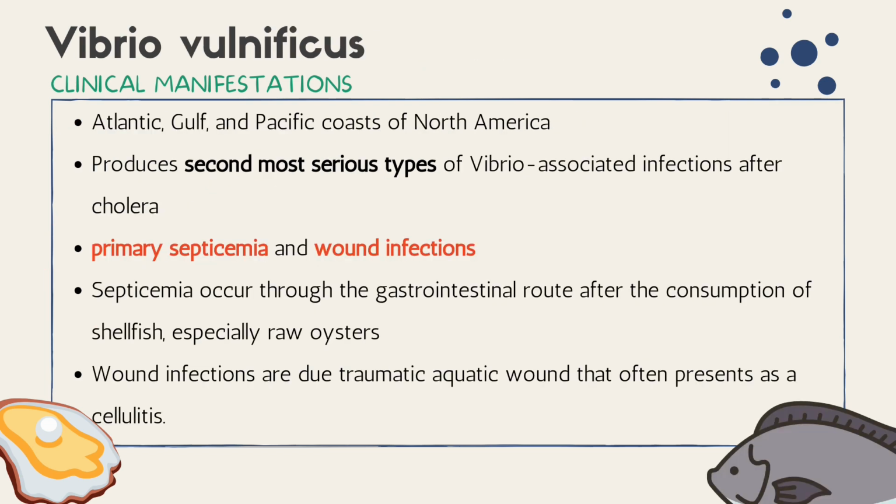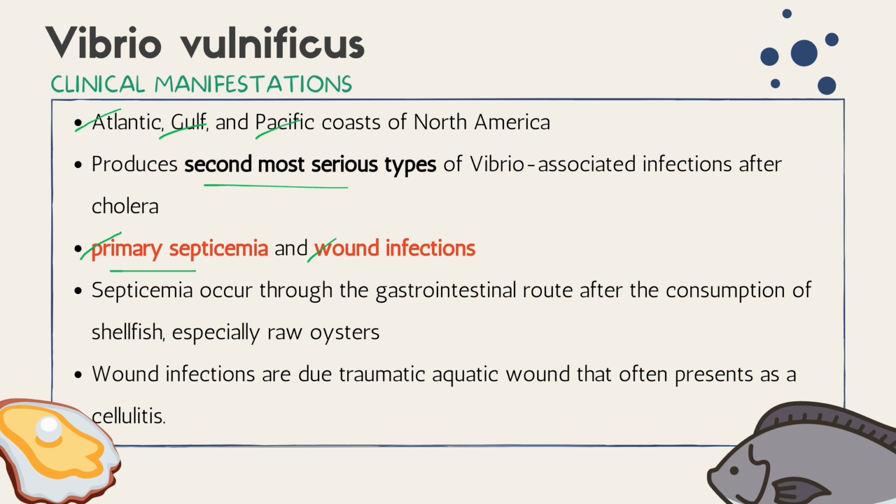The next species under Vibrio is Vibrio vulnificus. This is usually found in the bodies of water of the Atlantic, Gulf, and Pacific coasts of North America. It produces the second most serious types of infection after cholera, which are primary septicemia and wound infection. Primary septicemia is thought to occur through the gastrointestinal route after consumption of shellfish, especially raw oysters. Patients with liver dysfunction and syndromes that result in increased serum iron levels may be predisposed to primary septicemia.